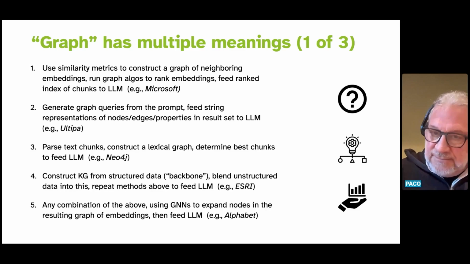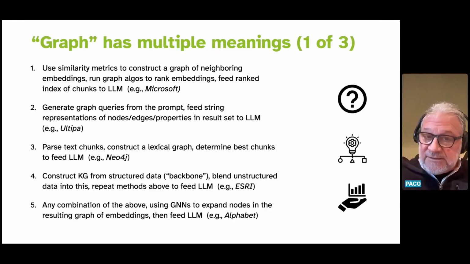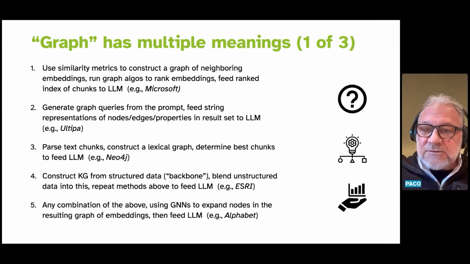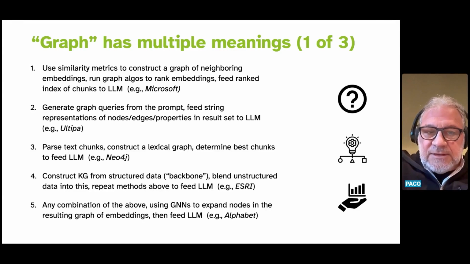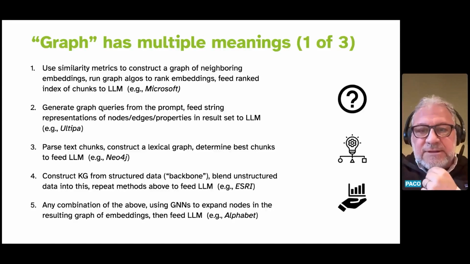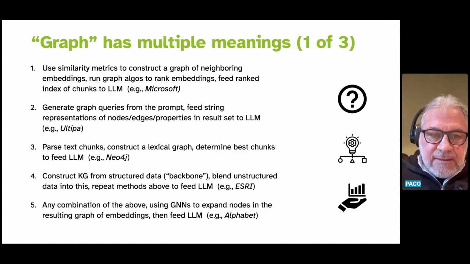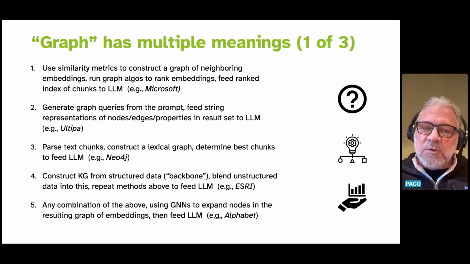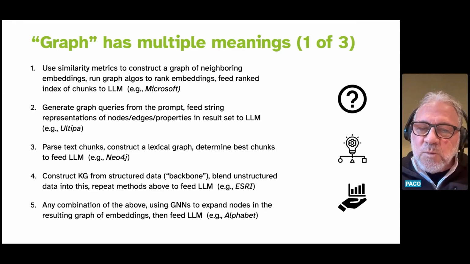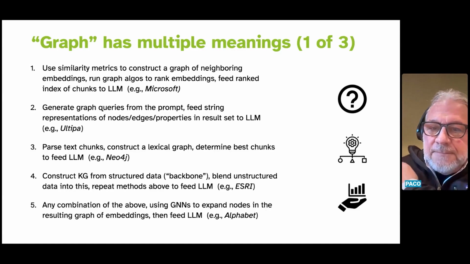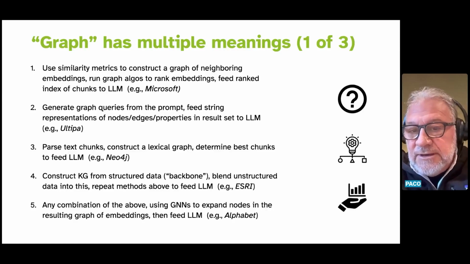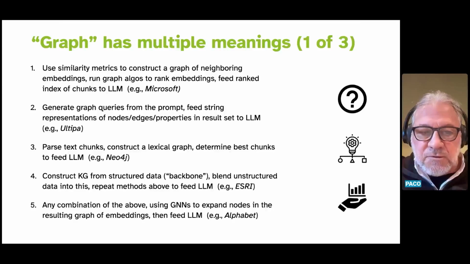Another way is to say, okay, as I showed in the diagram, there's that whole workflow of taking the text chunks, constructing a lexical graph, and then understanding from the lexical graph what are the best chunks of text to feed into the LLM. Definitely, if you look at Neo4j, a lot of what they've done exemplifies this, and we'll look at that in more detail. And another approach is to say, okay, I'm going to build a knowledge graph out of structured data, blend in some unstructured data, and then we will go through that resulting graph to feed whatever text we need into the LLM. If you look at, for instance, Esri with ArcGIS Knowledge, that's I think a good example of what they're doing there.